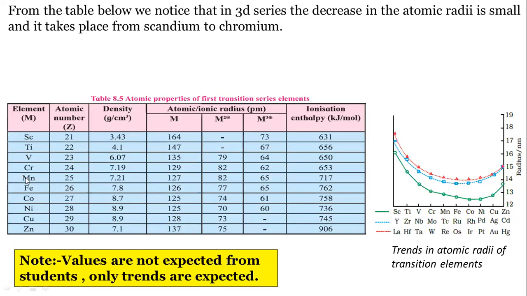Nuclear charge effect and screening effect is balanced up to this copper. And in case of zinc, what will happen? In case of zinc, all the electrons are paired there. There are no unpaired electrons. So due to this pairing, what will happen? Due to this pairing, the repulsion of the electrons will be more in case of zinc.